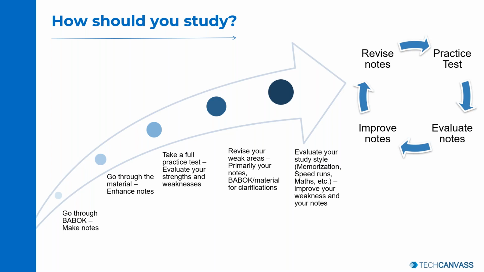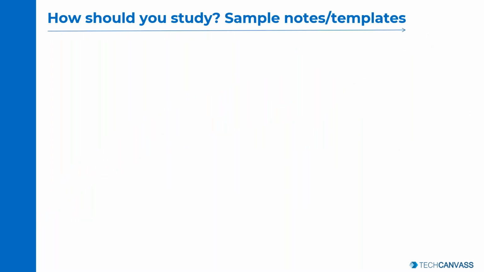You improve your notes and you revise the notes and take a practice test again. This is a cycle that you should do, let's say, towards the last 20% of your preparation time. I took 6 months, so I did this for at least the last 1 month of it. So that is kind of the mathematical structure on how you should study. This is from my perspective.